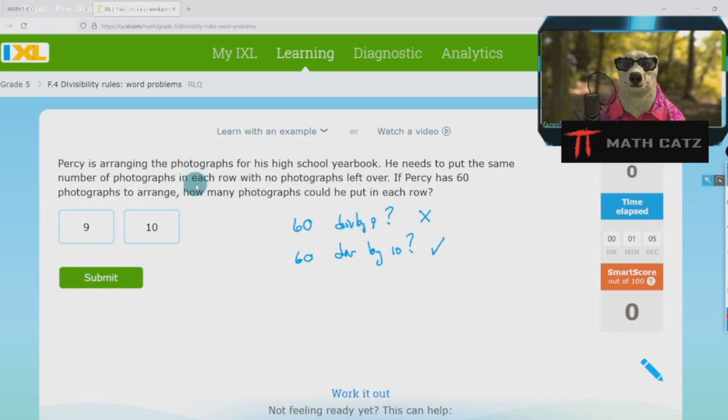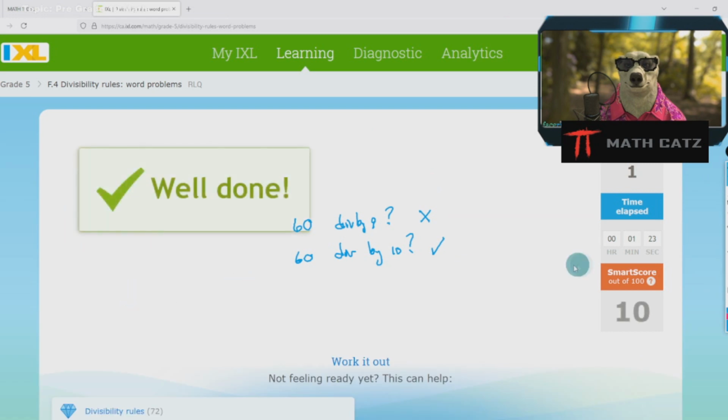So it's just a matter of identifying, making groups of things. Well, that's division. They're not asking me how many rows they will get, so I'm not doing the division. I'm just checking if it's possible. So 10 is possible.